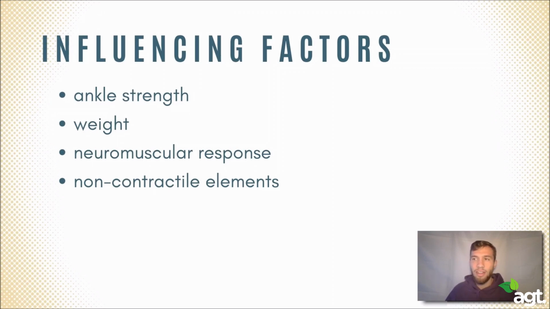Another factor that influences our reactive strength is the neuromuscular response from our nervous system. So that includes our pre-activation before ground contact or the correct coordination of the limbs, for example. During many movements that require reactive strength, what also happens is that there's a resistance from the cross bridges. So the muscle resists deformation.